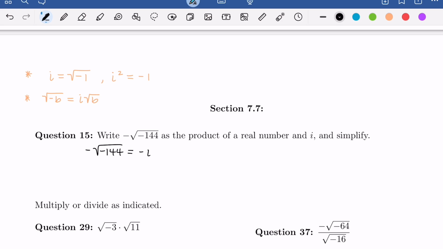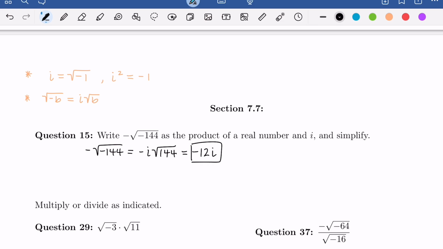We would get minus i times the square root of 144. Okay, so just using this property here. Now we can simplify this because we know that the square root of 144 is going to be 12. So this whole thing then is going to be minus i times 12, which we write as minus 12i. So this would be our final answer here.